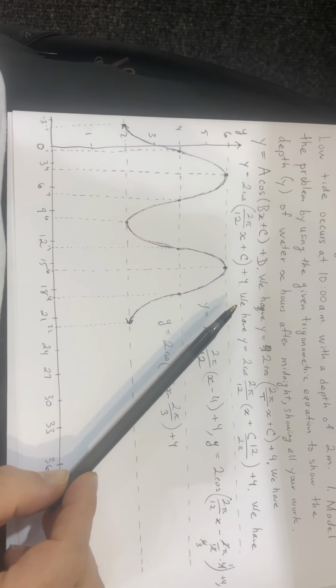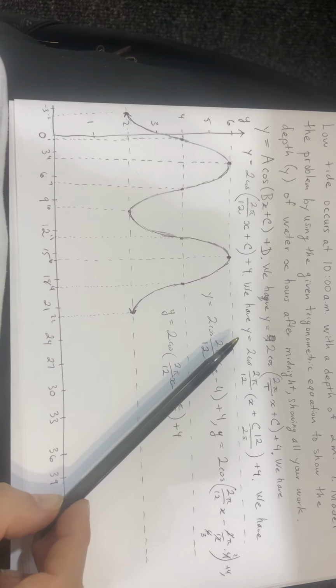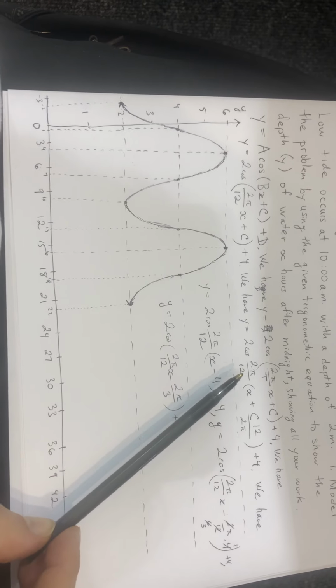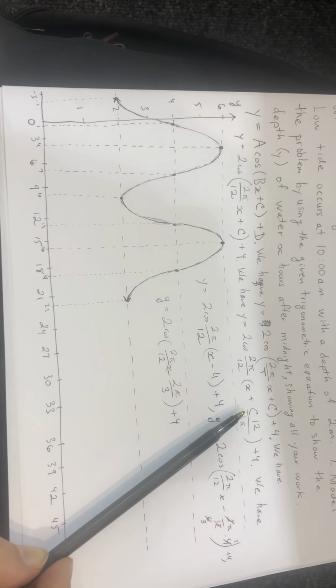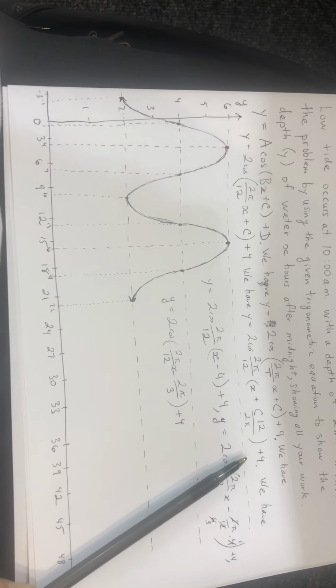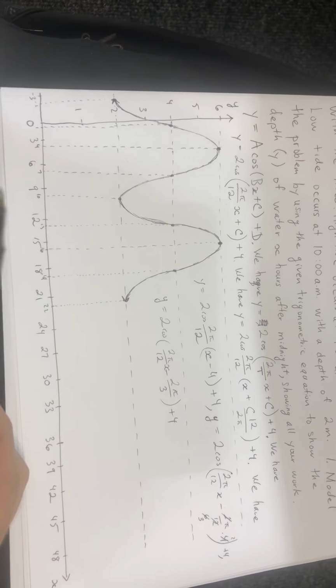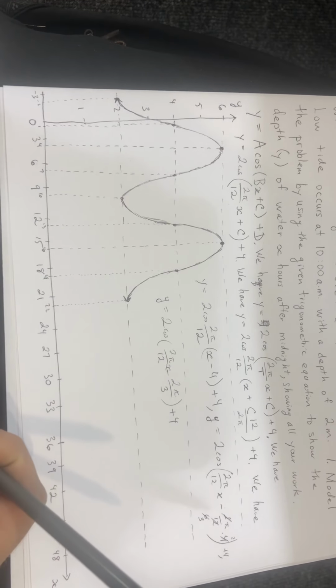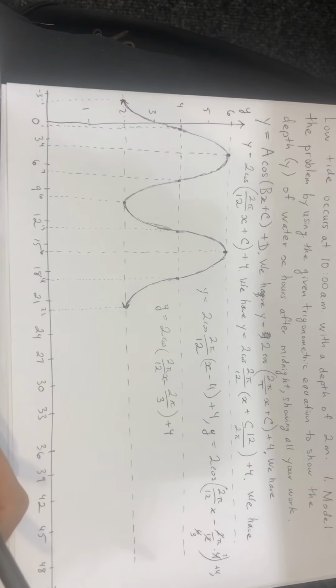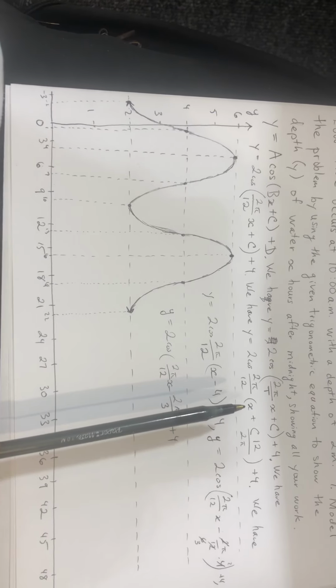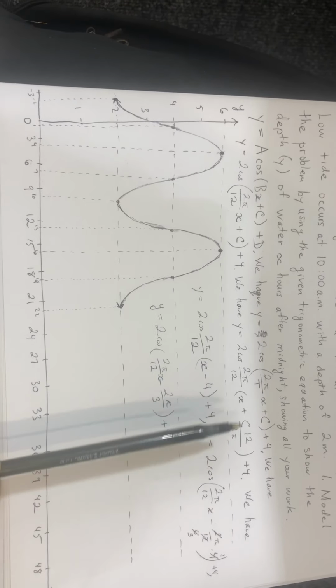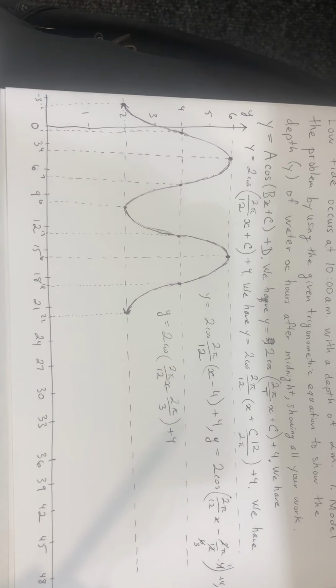Okay, we have y is equal to 2 times the cosine of 2 pi over 12 x plus c times 12 over 2 pi plus 4. How did I know to do this? Well, when I do math myself, I try to understand it rather than memorize. That's what helps me do this step, because I understand graph transformations. I hope you will too.